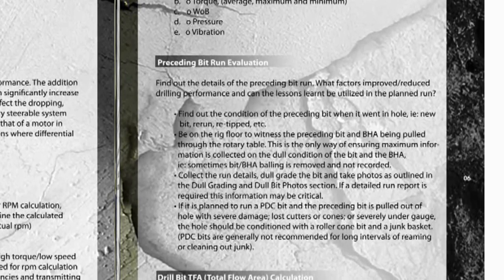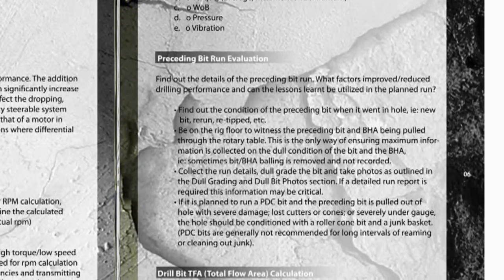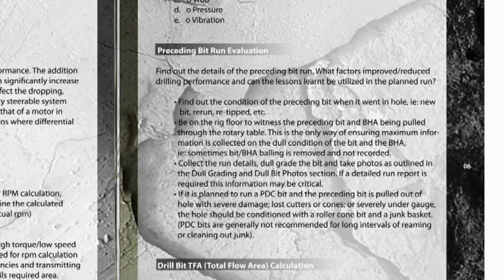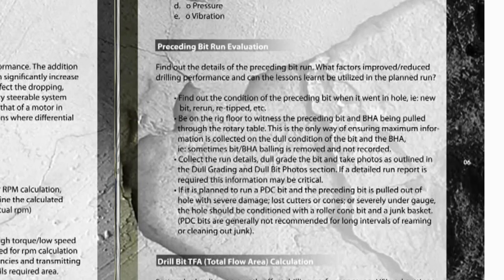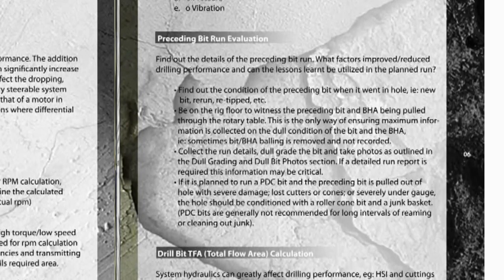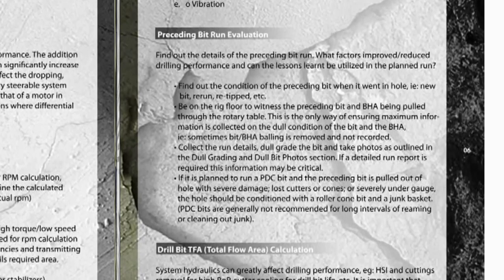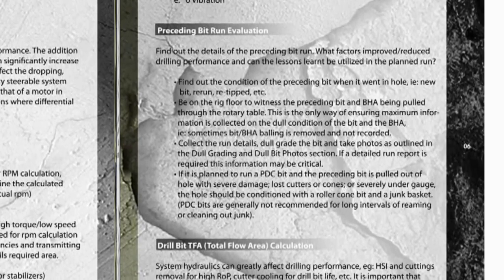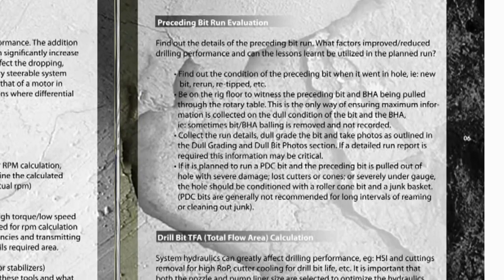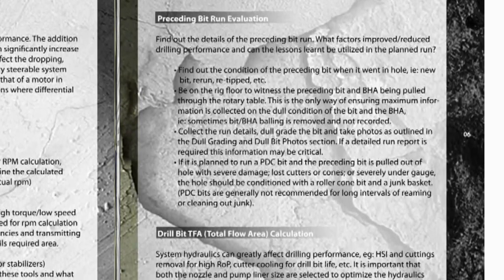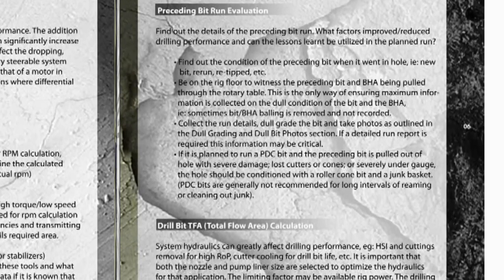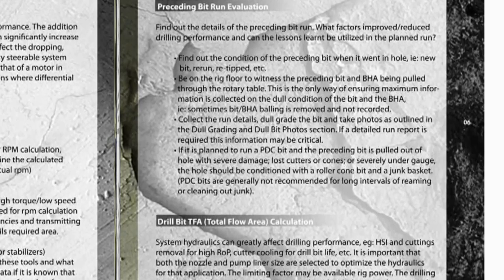Be on the rig floor to witness the preceding bit and BHA being pulled through the rotary table. This is the only way of ensuring maximum information is collected on the dull condition of the bit and the BHA, i.e. sometimes bit or BHA balling is removed and not recorded. Collect the run details, dull grade the bit, and take photos as outlined in the dull grading and dull bit photos section. If a detailed run report is required, this information may be critical.